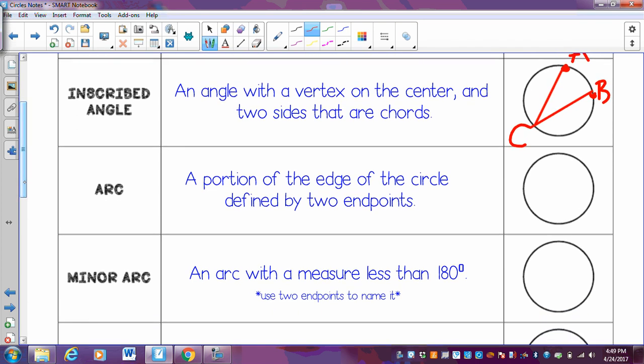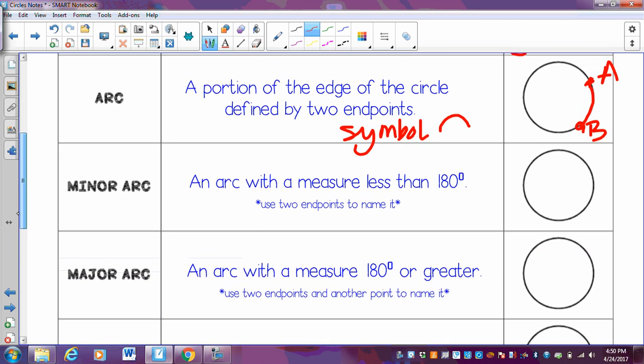After that, we have an arc. An arc is a portion of the edge of the circle defined by two endpoints. So if we have A here and B here, those are points. The part of the circle that's between A and B, that portion there, that's an arc. So it's just a part of the circumference of the circle. And whenever we're naming an arc, the symbol that we use is just an arc symbol. So that's what you're going to see.